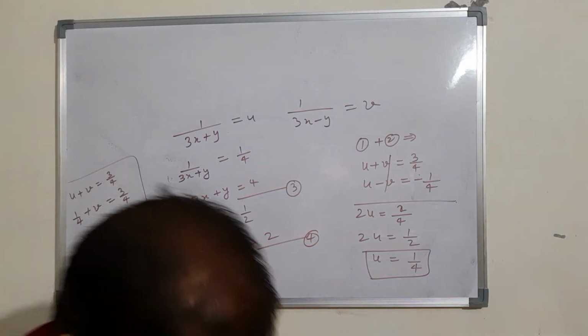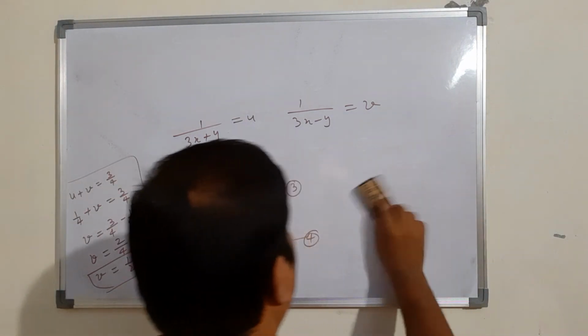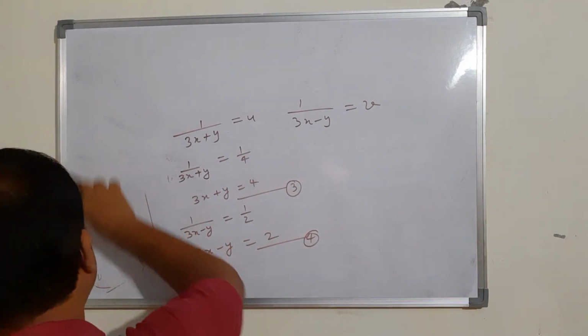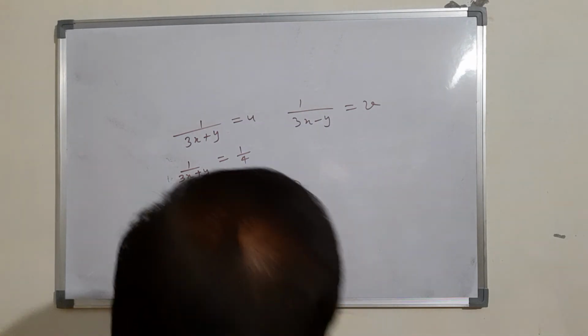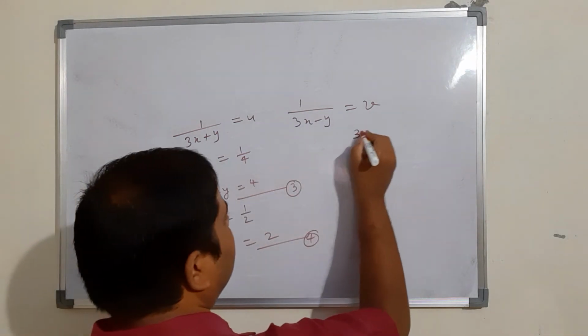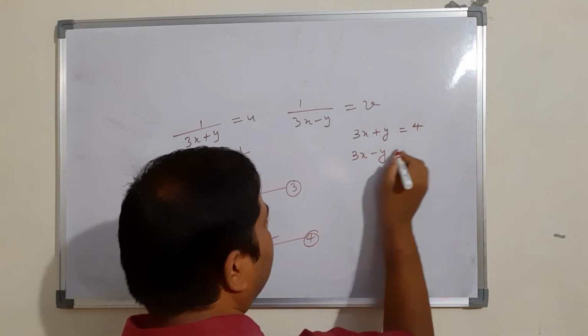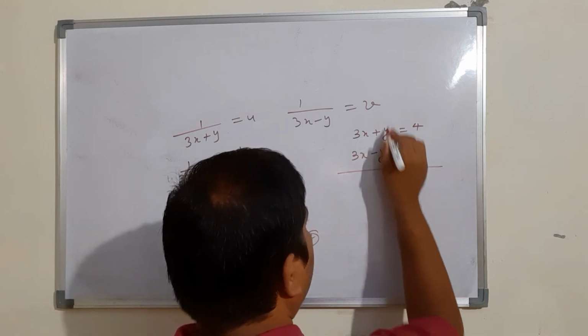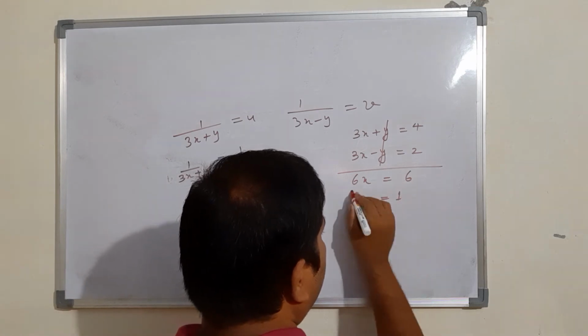After solving equation number 3 and 4, we will get the values of x and y. So let us see. 3x plus y is equal to 4. 3x minus y is equal to 2. After adding it, 6x is equal to 6. So x will be 1.